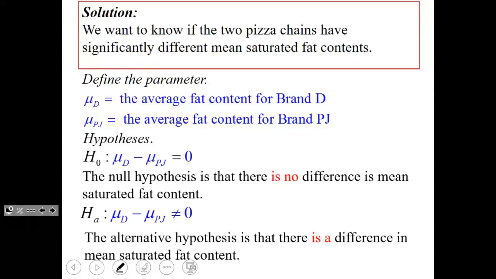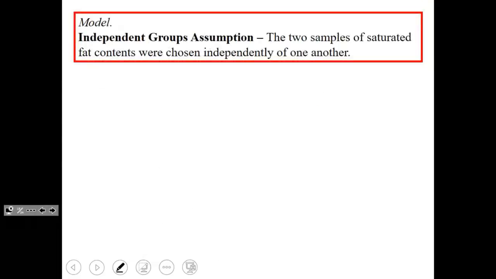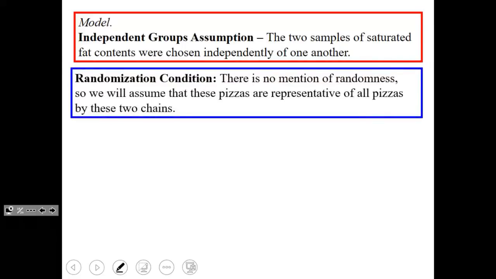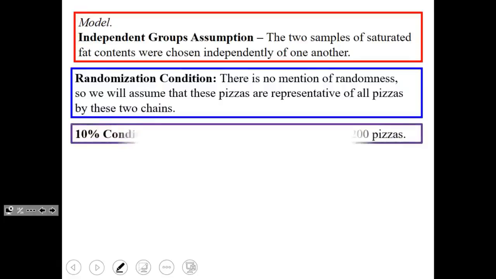Let's go ahead and try this. So I've done my parameter, my hypotheses. My next stage, I should be doing my model, checking my conditions. Independent groups. Well, two samples, they appear to be independent of each other. They come from separate brands. My randomization. It wasn't mentioned. Nothing was mentioned about how these pizzas were picked randomly or anything like that. But I'm going to have to assume then that they were representative of the pizzas sold by those pizza chains.